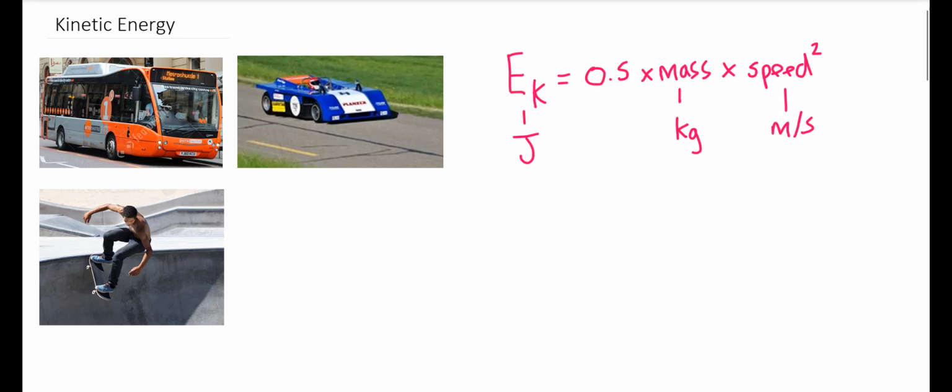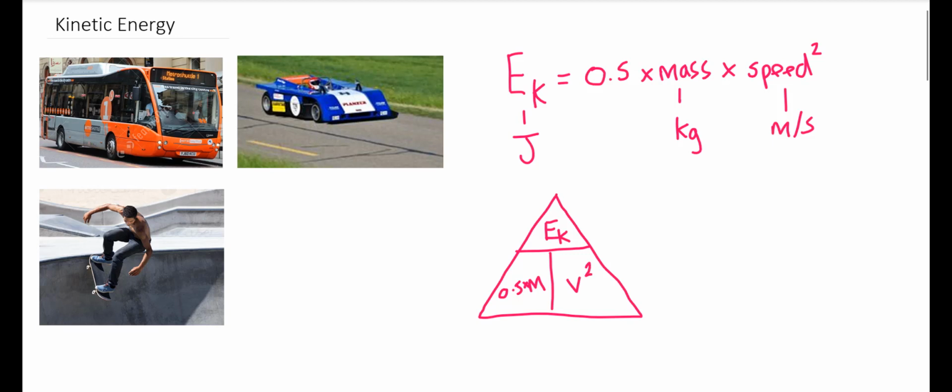Now, I like to work with triangles, so I would place this equation into a triangle like this, where kinetic energy would go at the top of the triangle and 0.5 times the mass would go here, and the speed squared would go in this part of the triangle.